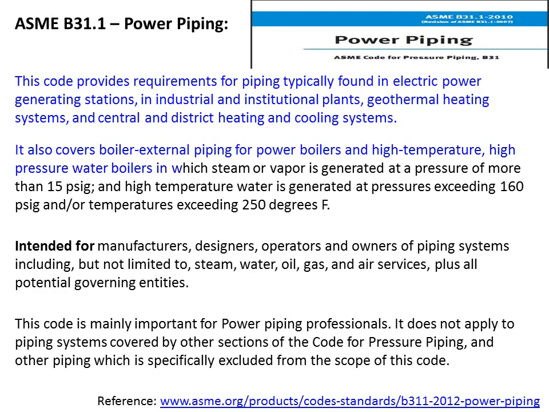This ASME B31.1 is basically intended for manufacturers, designers, operators, and owners of piping systems, including but not limited to steam, water, oil, gas, and air services, plus all potential governing entities. B31.1 is mainly important for power piping professionals, as it does not apply to piping systems covered by other sections of the code for pressure piping and other piping which is specifically excluded from the scope of this code.